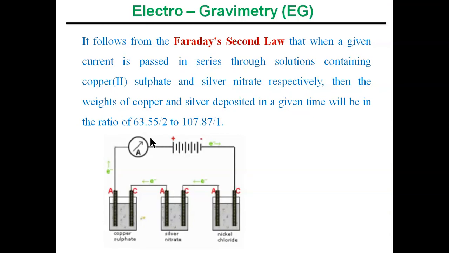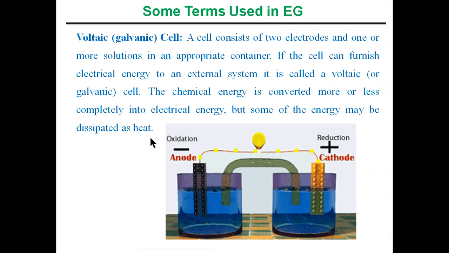So this is about Faraday's first law and second law. We have some terms used in electrochemistry. The first term is voltaic cell or galvanic cell. So this is very interesting.